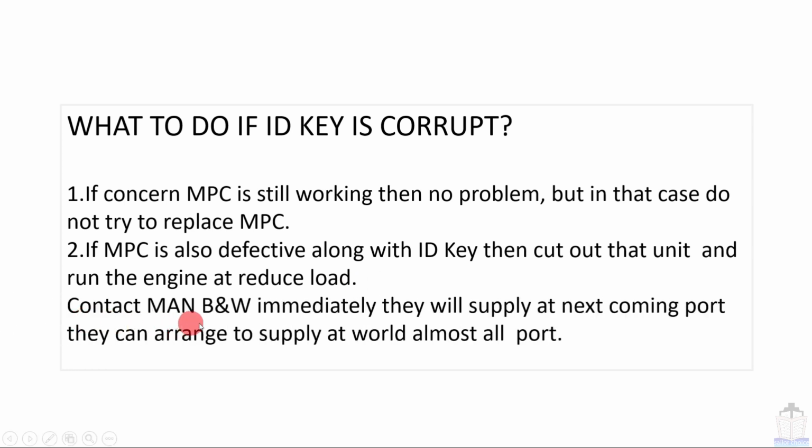Immediately contact MAN B&W. They will supply at the next coming port. They can arrange to supply at almost all ports in the world. So if the ID key is corrupt, then immediately you should send the message along with your ETA, and they will immediately supply this ID key.